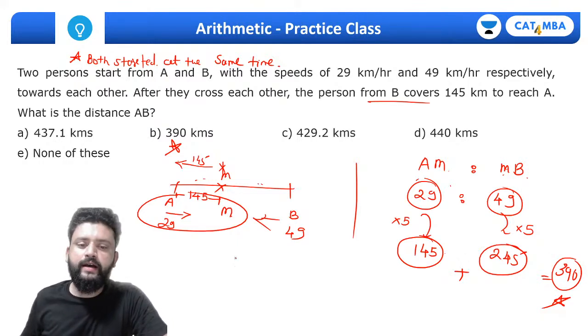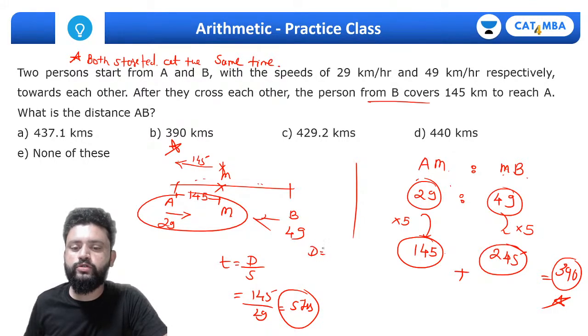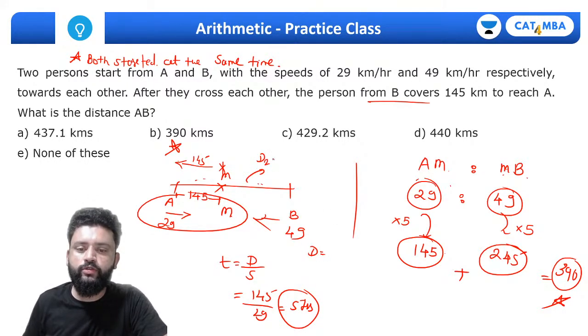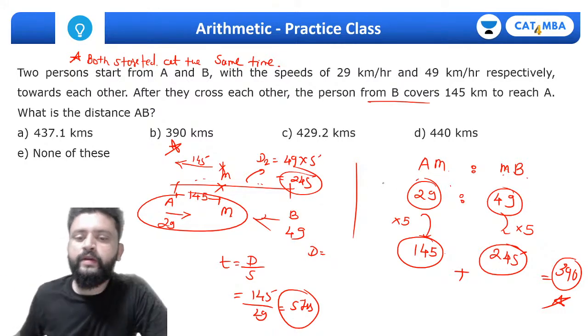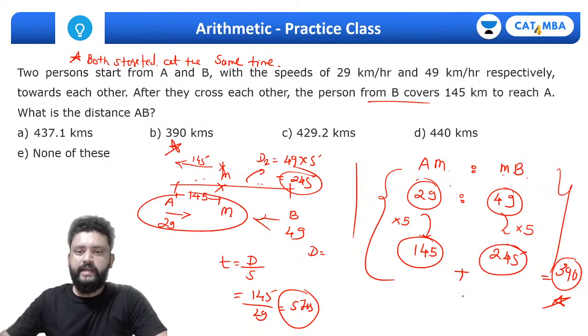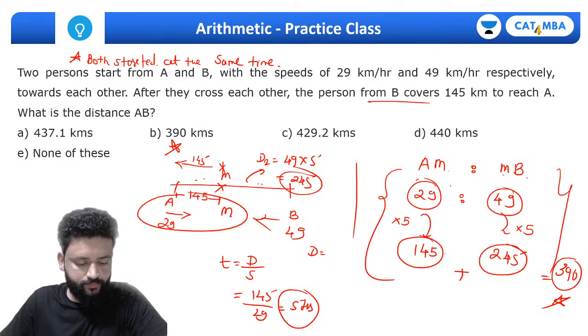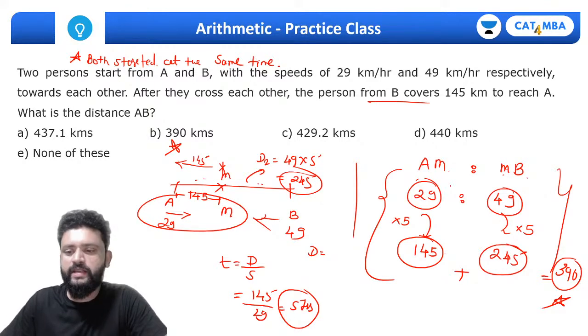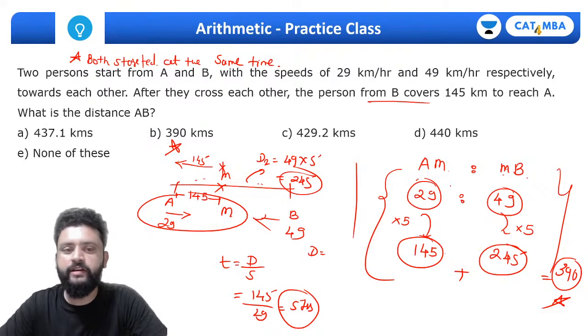Yes, you equated the time. If you used time is equal to distance upon speed, that will also work. 145 divided by 29 comes out to be 5 hours. Then distance D2 will be equal to 49 into 5 hours, which comes out to be 245. That's again one and the same thing, not a big deal. If you do ratios, that will also work. It is just a way of writing differently, nothing different in method.